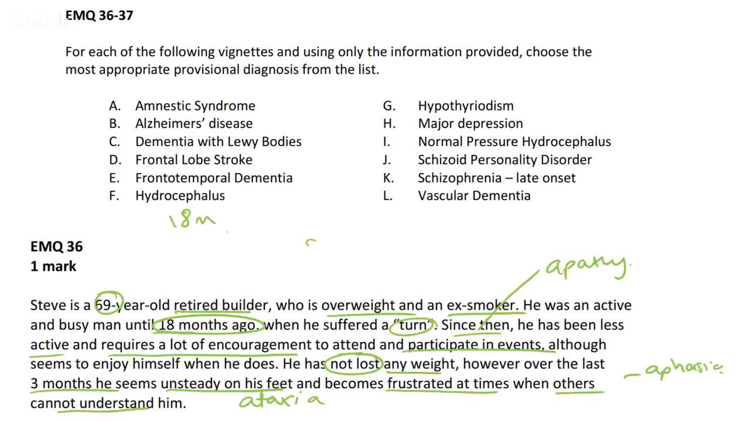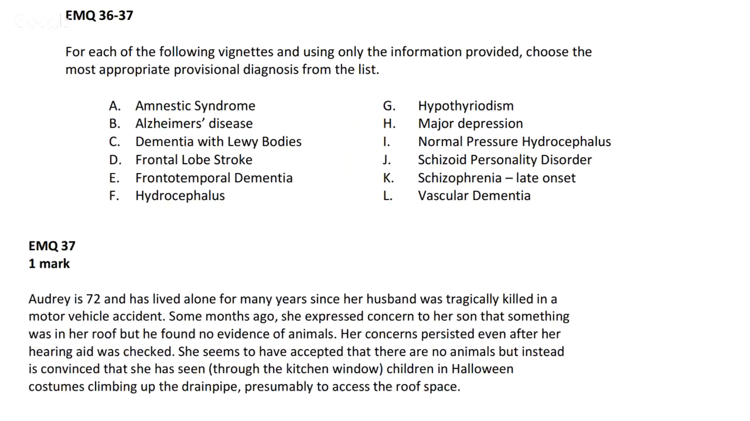So 18 months, and then again in 3 months. So I would call this a stepwise decline. So he has vascular dementia.